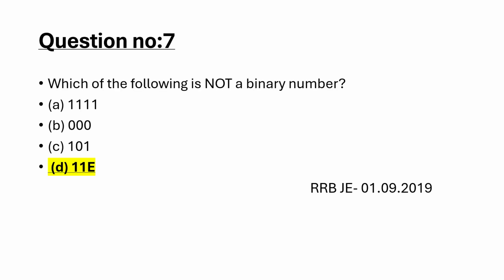Which of the following is not a binary number? Binary number means 0 and 1. Other than 0 and 1, it is not a binary number. So see here, the option is D.